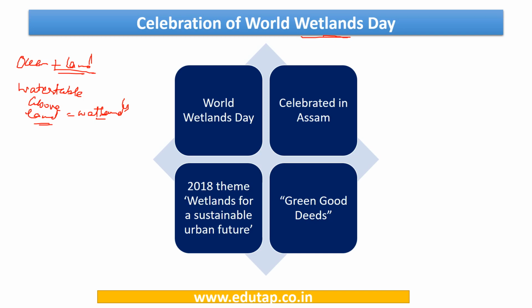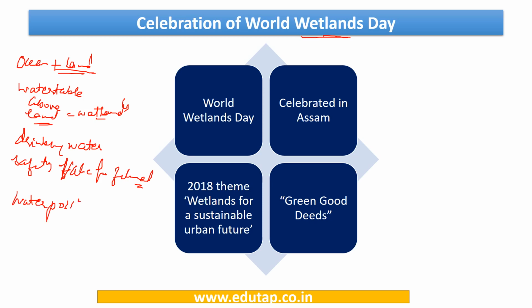For example, they are a source of drinking water. They provide a kind of safety valve for floods. They can be utilized for water storage purposes. They reduce the threat of flooding, and the vegetation of wetlands also filters the water pollutants, so it helps to tackle the water pollution in those wetlands.